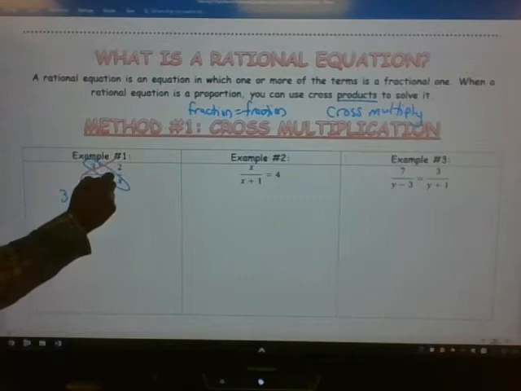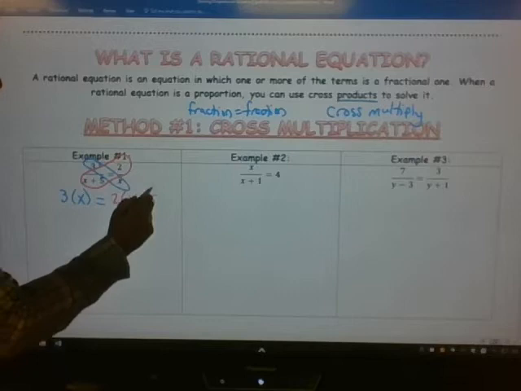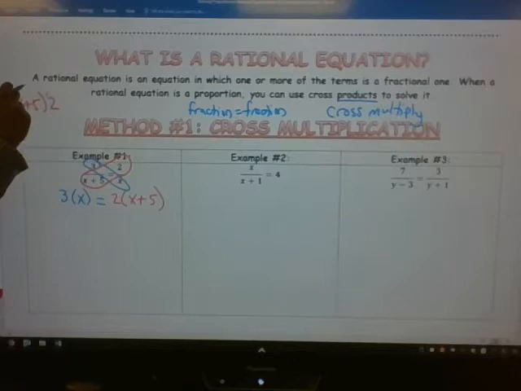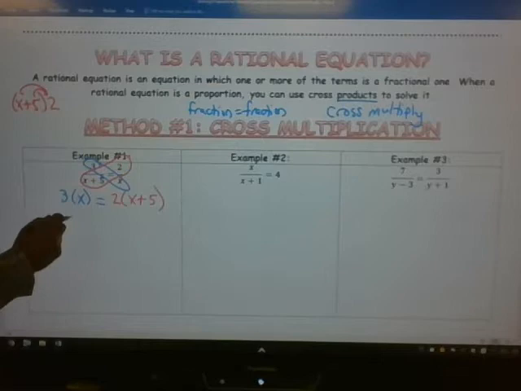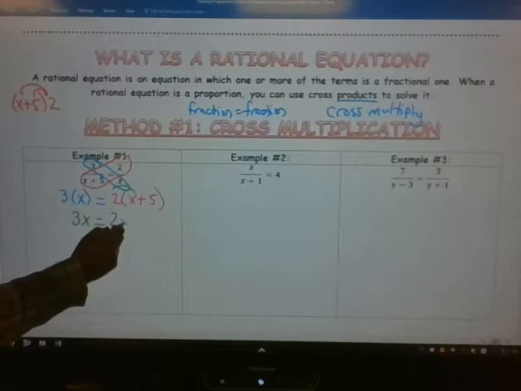Now always put the number by itself out in front because it's going to be distributive property. I don't really want you writing x plus 5 with a 2 after it. You could distribute that way, but it's usually seen with the number in front. Now, 3 times x is just 3x. On the right side, you'll have to do distributive property. 2 times x is 2x. 2 times 5 is 10.